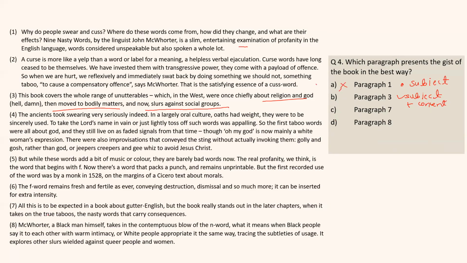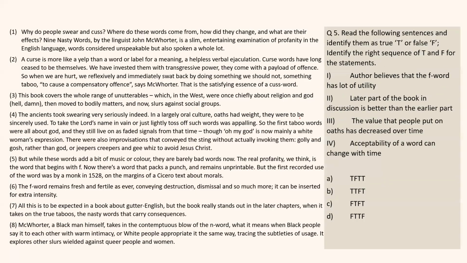Paragraph 7: all this is to be expected in a book about gutter English, but the book really stands out in the later chapter. So this is only one feature of the book. Paragraph number 7 does not tell me anything about the gist of the book. Although it is mentioned that it discusses taboos, paragraph number 3 presents a better version. So this cannot be the answer. Paragraph number 8 anyways was about the use of words in a social context. So this cannot be the answer. The answer is option number 2.